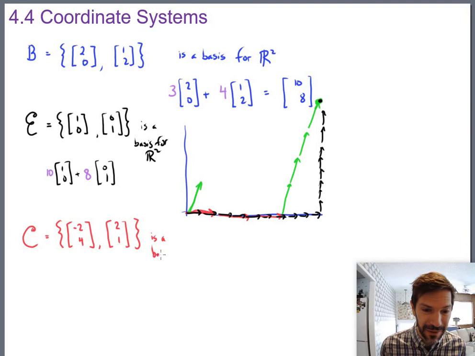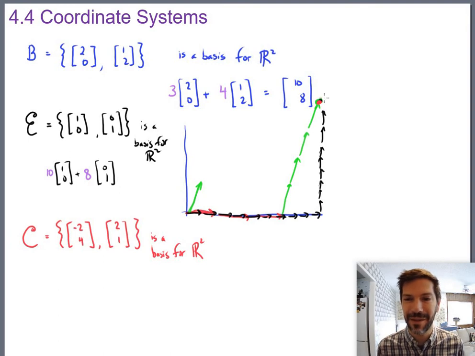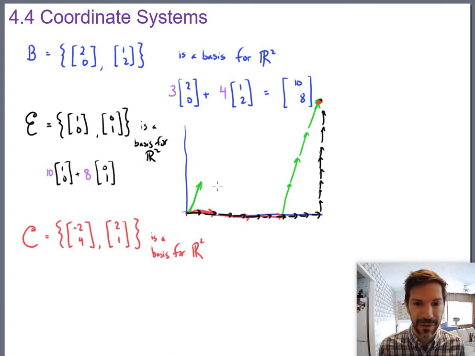So it's also a basis for R2, which means I should be able to get anywhere in 2-dimensional space, including that point right there. So my question for you is, what are the coordinates in C that will get us to this same point? I already know the coordinates in B, 3, 4, 3 reds and 4 greens. I already know the coordinates in E, 10 black vectors and 8 other black vectors. So now I want the coordinates in C.